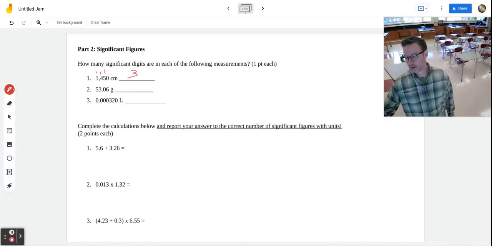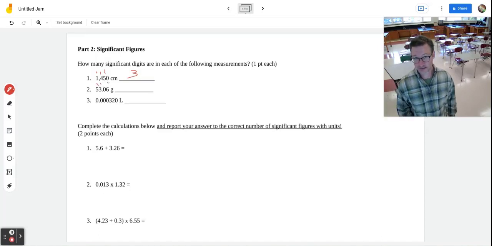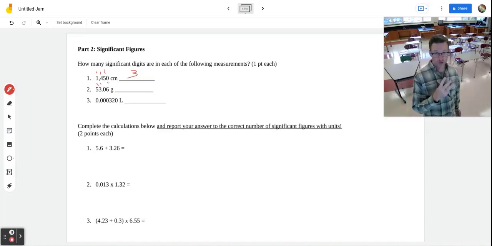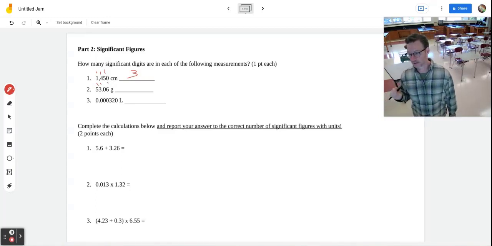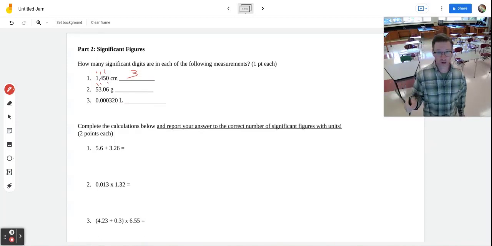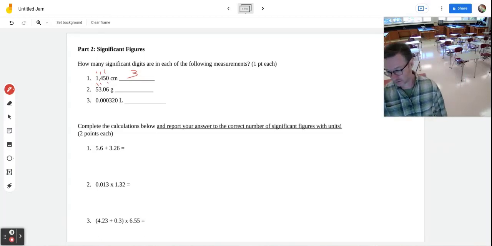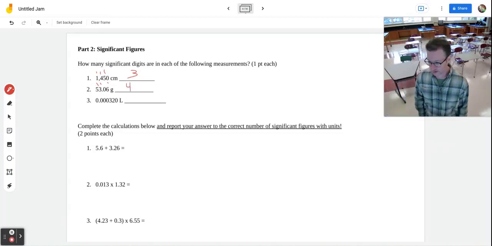Number two, 5, 3, and 6. So those are not zero. So that's 3 for sure. Now I've got a zero again. Do I have 4 or do I have 3 significant figures? Well, here's a zero that's between the 3 and the 6. So if a zero is between two other digits, it is significant. So that means this actually has 4 significant figures because that zero in the middle is significant.